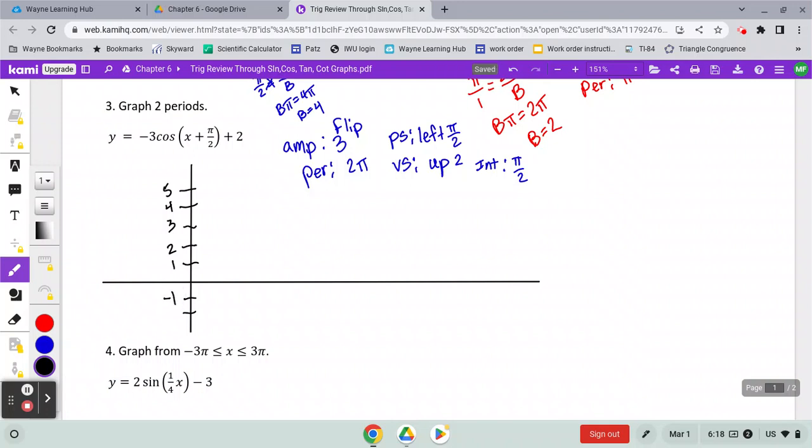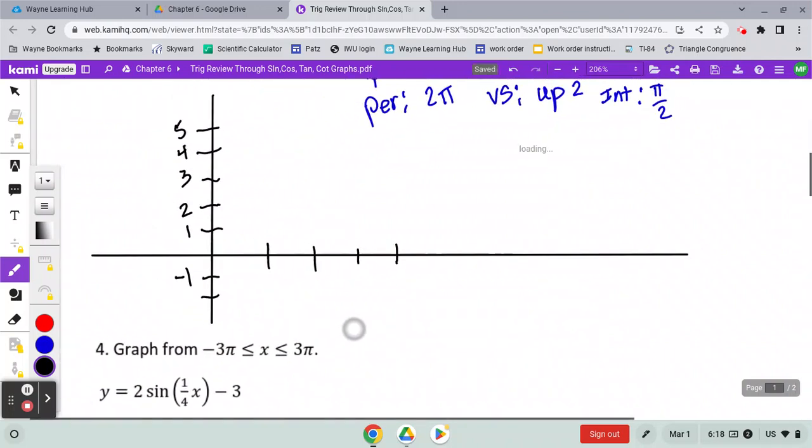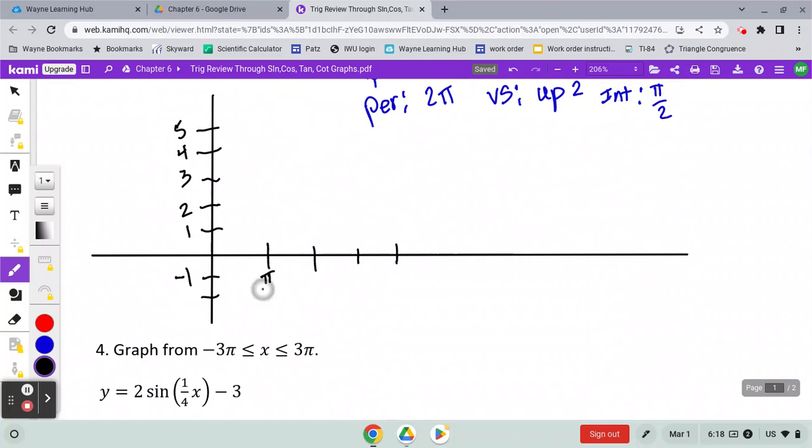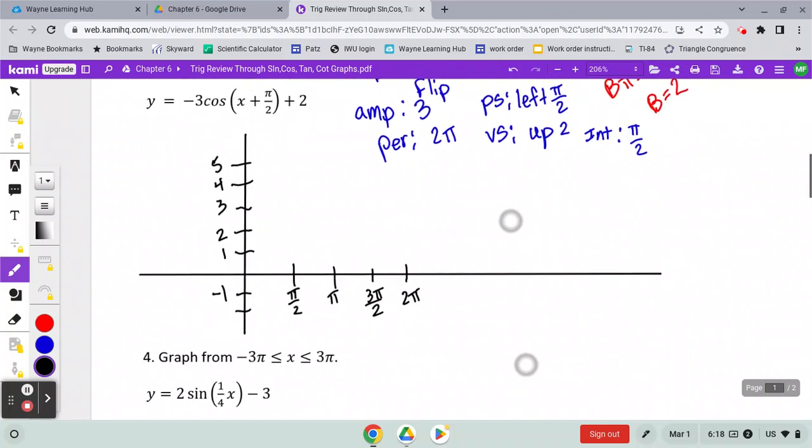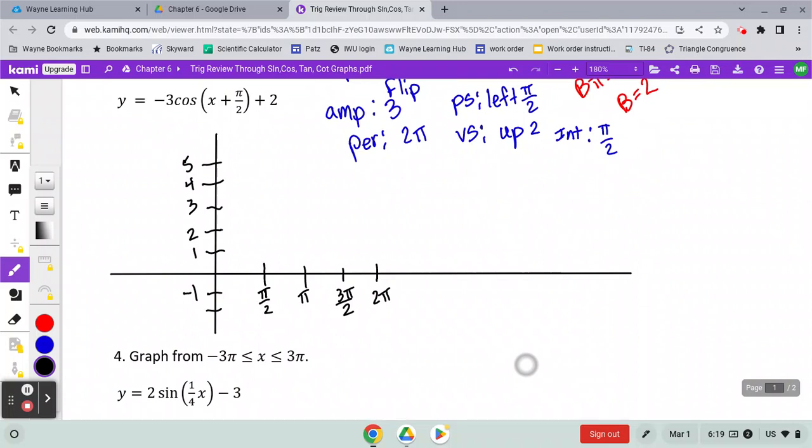Okay, now normally when we're graphing cosine, we start at the middle, we put our 4 marks, so 1, 2, 3, 4, and we go from there. Now, if we look, our interval is pi over 2, so I fill that in: pi over 2, pi, then 3 pi over 2, and then 2 pi. Now this time it is shifted left pi over 2, so we need to go left 1 interval. So that's negative pi over 2. That's where we're going to start.